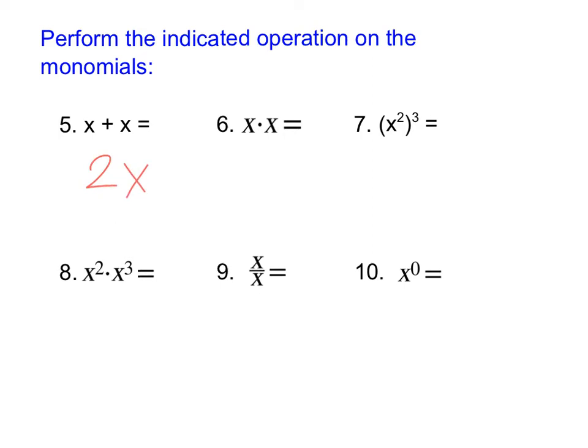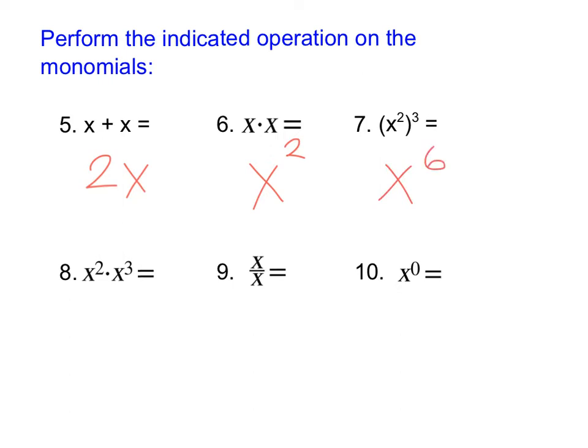I have 2 hamburgers. x times x is x squared, right? It's a terrible 2, sorry. So we multiply, we add exponents. When we add, we put the coefficients together. An exponent to an exponent, we multiply.